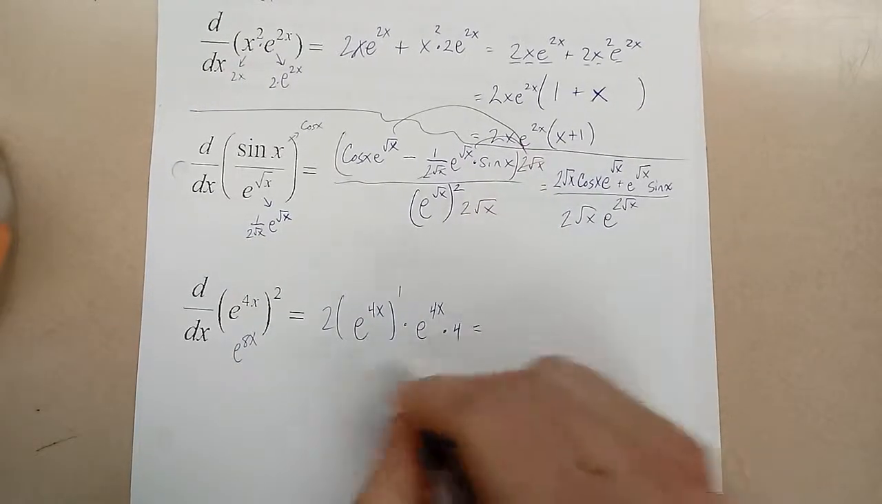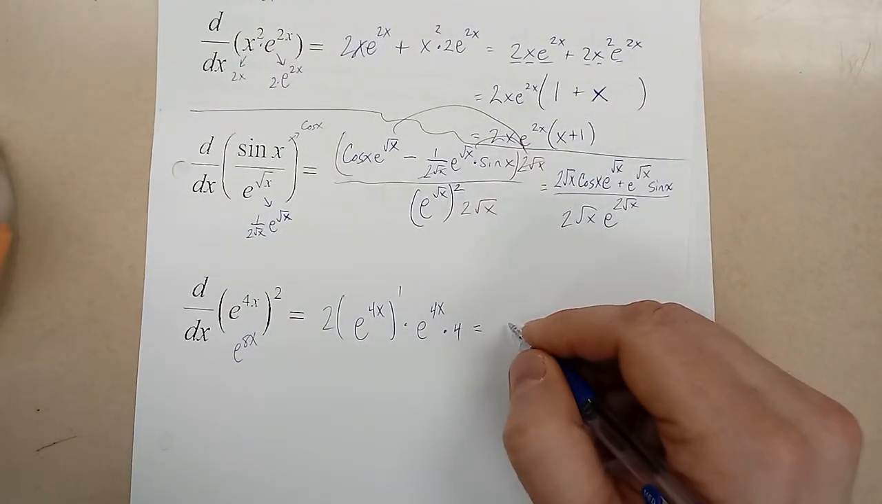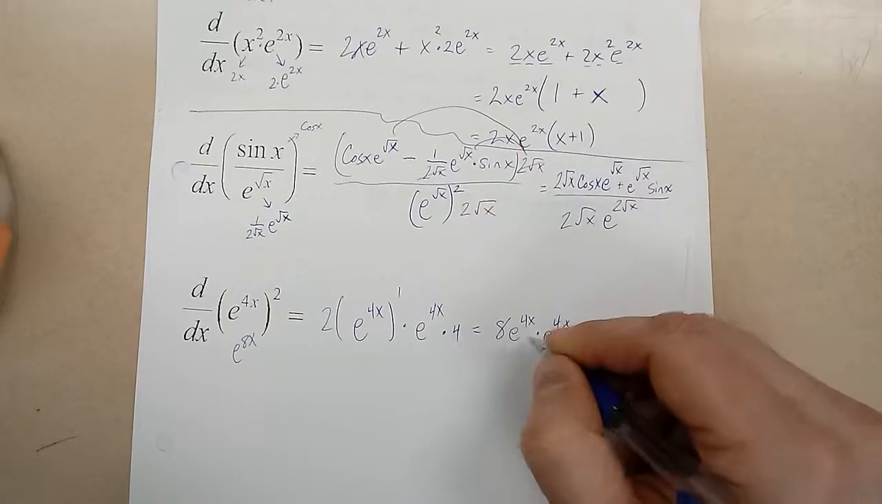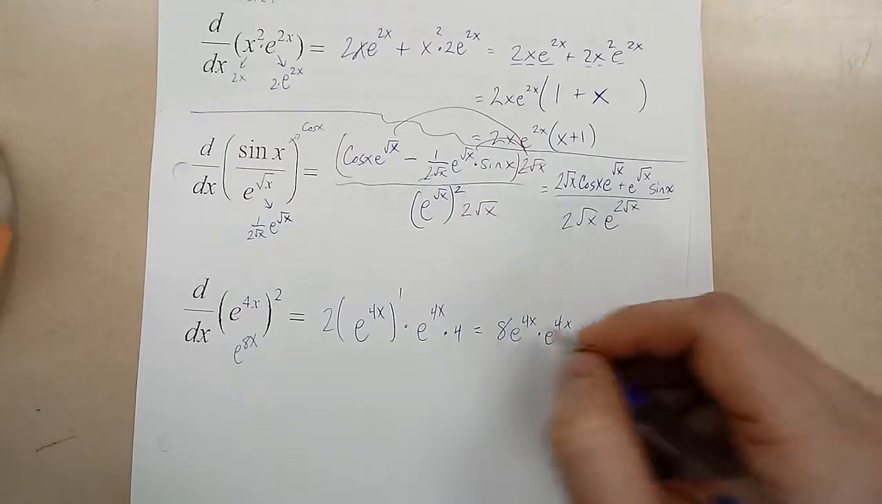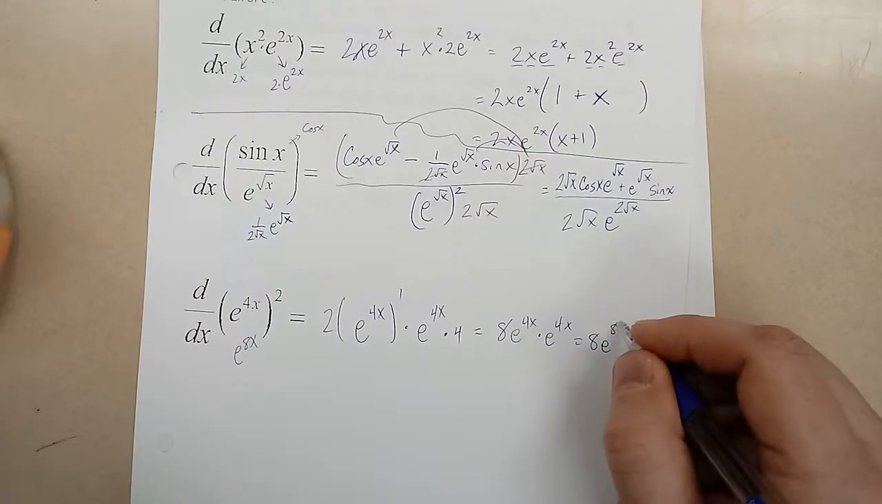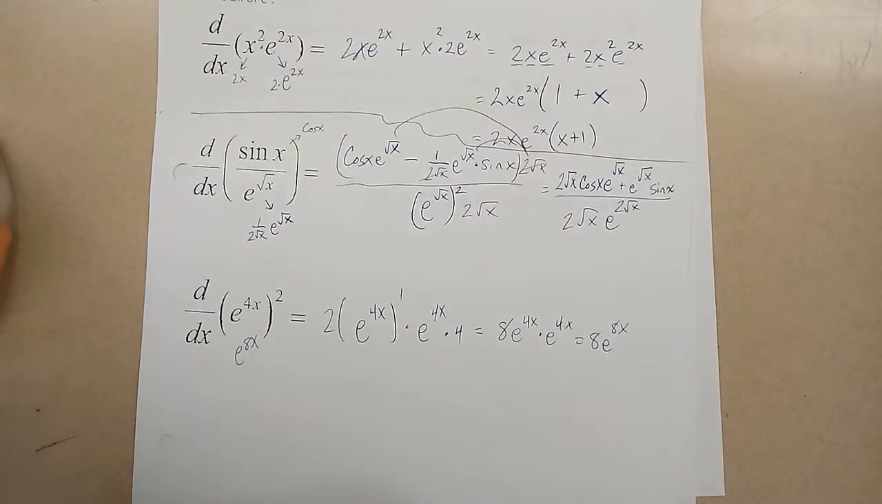So you could rewrite all of this as 8 e to the 4x times e to the 4x, which is silly. Don't write e to the 4x times e to the 4x. Those have the same base, so we can add their exponents. Now, wasn't that nice?